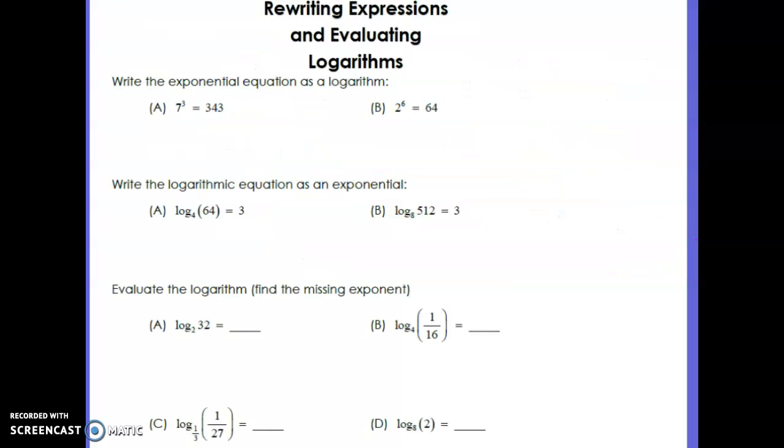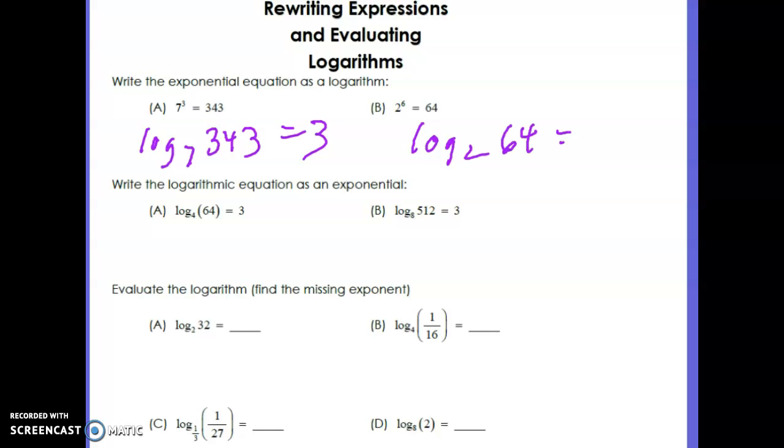All right, let's see if I can do some of this practice pretty quickly so we can finish this video in 15 minutes. We're asked to write the exponential equation as a logarithm. So that's just log base 7 of 343 equals 3. And this one is log base 2 of 64 equals 6. I like to check those by going 2 to the 6th equals 64, 7 to the 3rd equals 343.